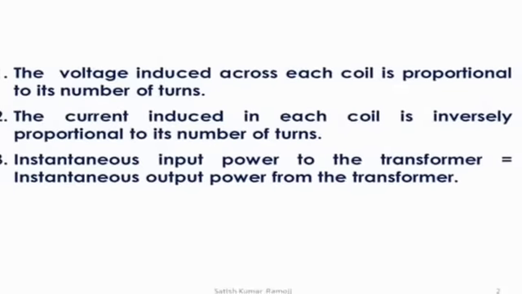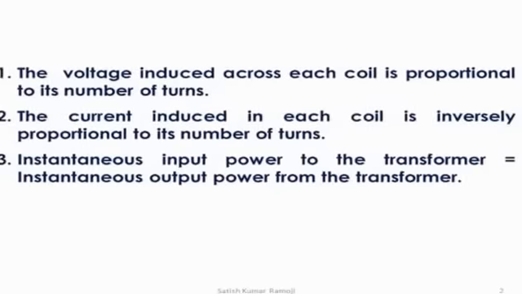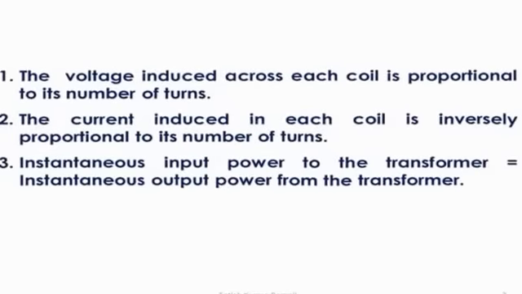Or else we can define that cos phi 1 equals cos phi 2. Input power equals output power. If the primary voltage is less, then the primary current will be more. In a two-winding transformer, if the primary voltage is less, then the current is more. If the secondary voltage is more, then the current is less.